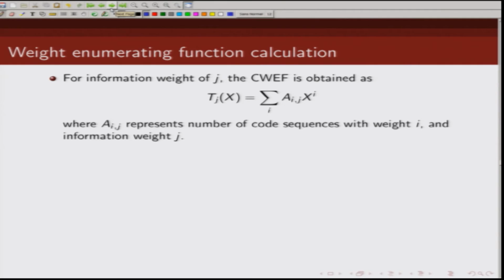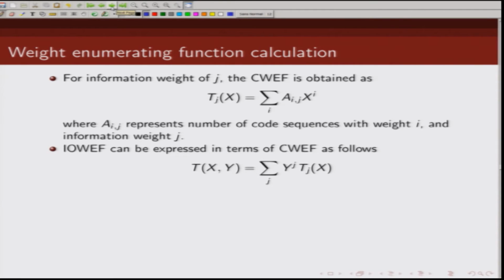So, as I said, for an input weight of j, the conditional weight enumerating function will give us the output code weight that you can achieve for an input weight of j. And we can write our input output weight enumerating function in terms of the conditional weight enumerating function. So, an input of weight j will result in the conditional weight enumerating function, and we sum it over all j's, and that will be our input output weight enumerating function.